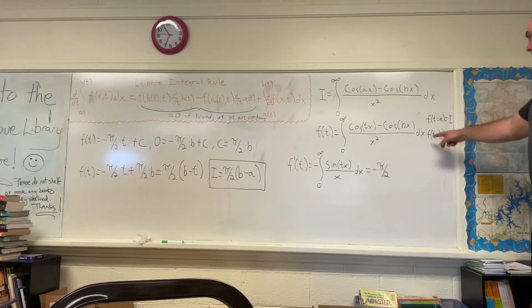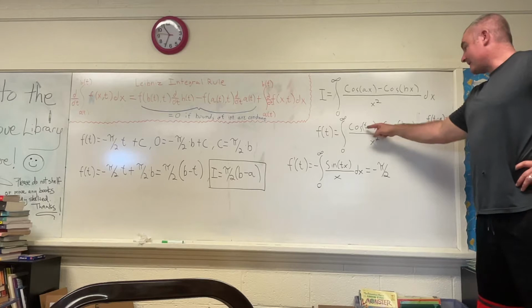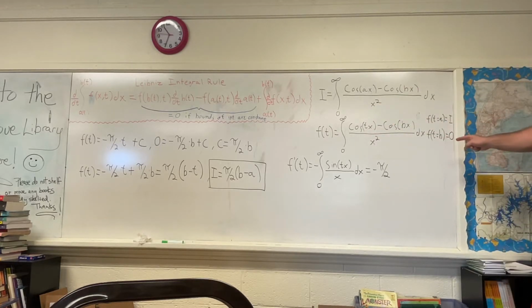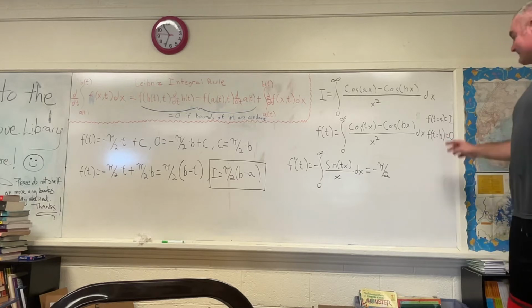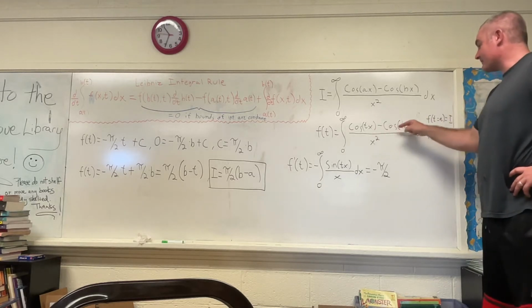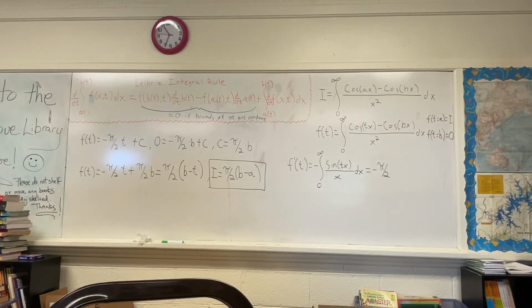And we will note two things: if we evaluate our function at the point t is equal to a, in other words, if we plug in a for t right there, we'll get I. And if we plug in t is equal to b into our function, we'll get cosine of bx minus cosine of bx, which is 0. So the whole thing will evaluate to 0.